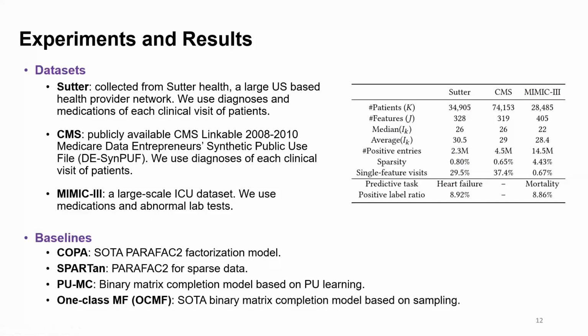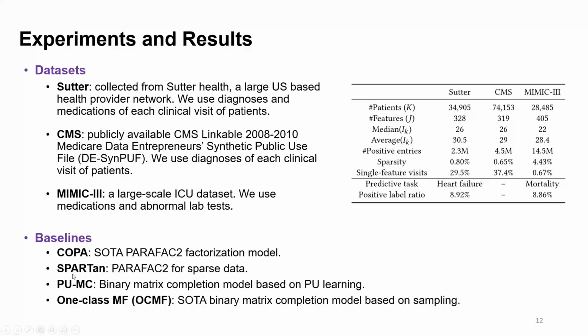So we evaluate our model on three datasets. The first one is Sutter, which is collected from Sutter Health, a very large US-based health provider network. We use diagnoses and medications of each clinical visit of the patients. The second dataset is a publicly available CMS dataset. We use the diagnoses of each clinical visit of the patients. And the third one is MIMIC-III, which is a very large-scale ICU dataset. We use the medications and abnormal lab tests. And we evaluate against four baselines. The first one is COPA, which is a state-of-the-art PARAFAC2 factorization model.